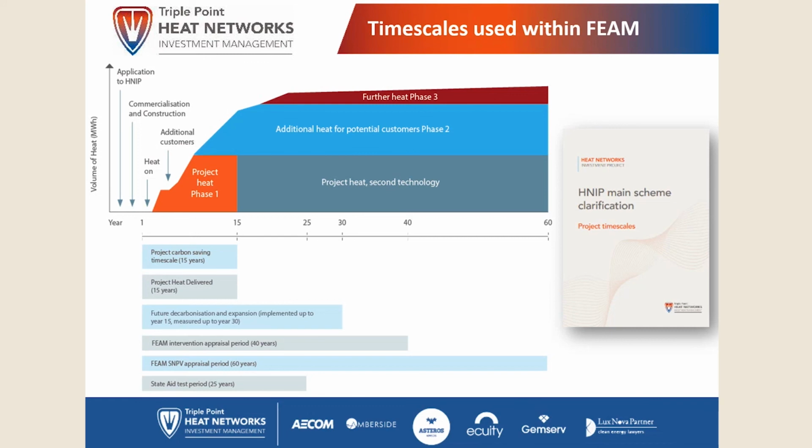The intervention appraisal period, so the internal rate of return in that cell I642, that's IRR, is calculated over 40 years. The SMPV is calculated over 60 years, as I've already mentioned, and for good measure, we have a 25-year timescale for the state aid test, but as I've said, that's becoming less critical now that we've left the EU.